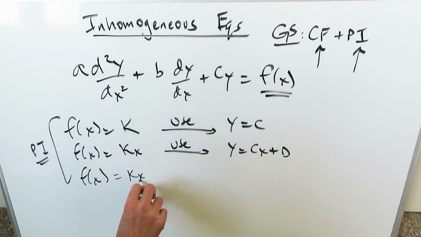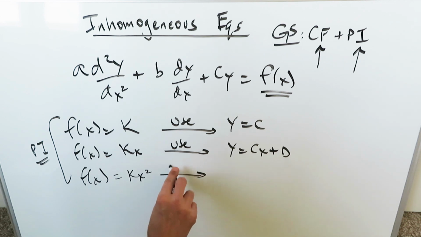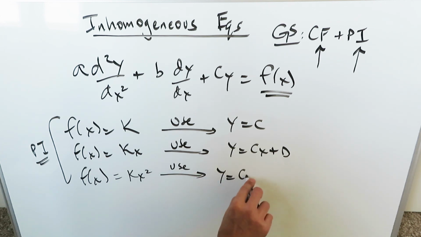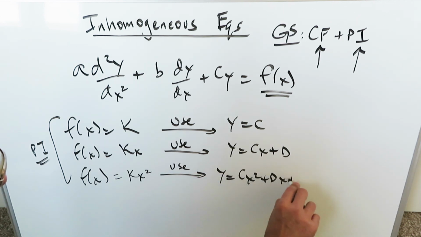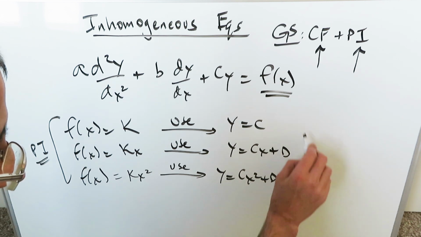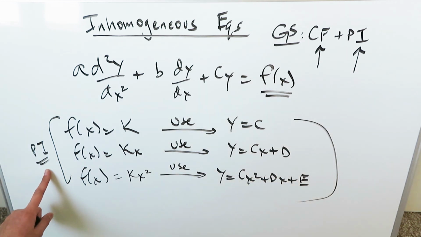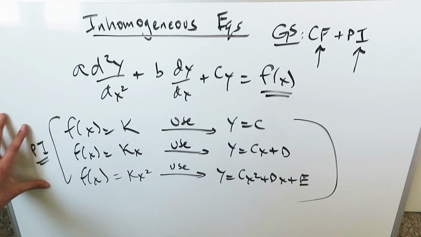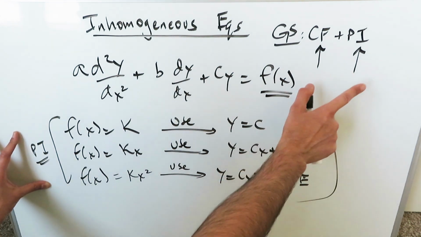If you're looking here at a quadratic item right here, then you will use y is equal to cx squared plus dx plus e. This right here is the basis of everything you're doing for your particular integral. Your complementary function is coming from your homogeneous techniques. This right here is giving you the second item of your general solution.